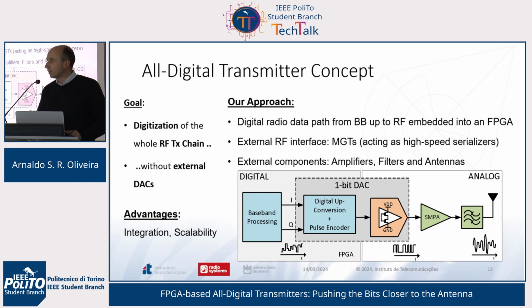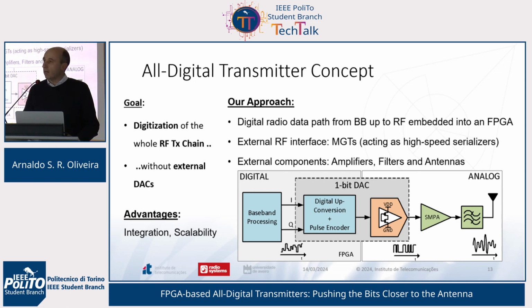Now a little bit more details about implementation of the digital transmitter concept. So the idea is to digitalize the whole RF TX chain until the output that is applied to the filter or to the amplifier, no external DACs, because everything is based on pulsed modulations. This allows all the radio data path to be digital from baseband to RF, and it can be embedded on a single device, and in our case, of course, we are talking about FPGAs, but the same approach can also be applicable to ASICs if we have a use case to build the ASIC.